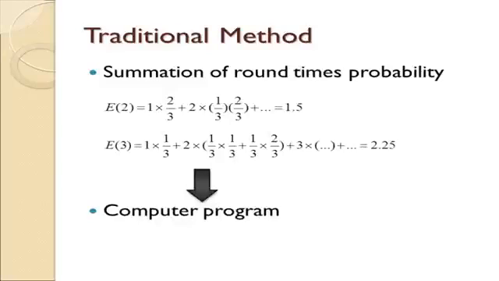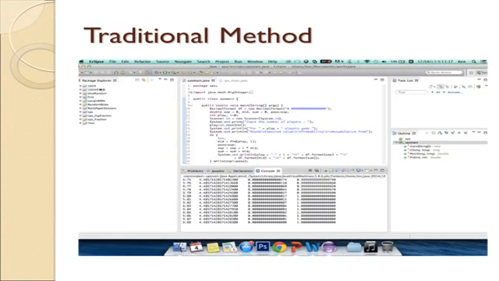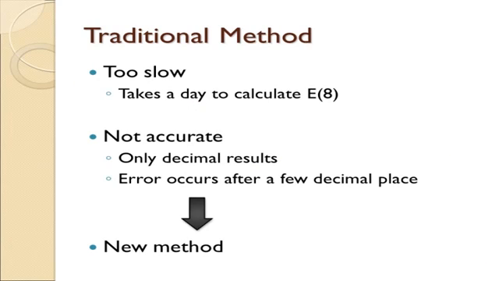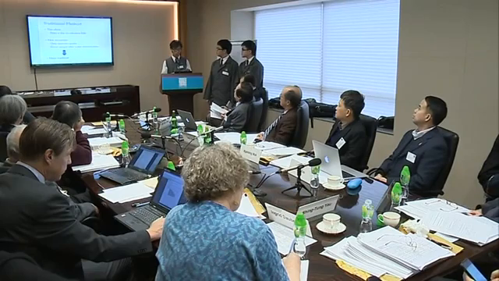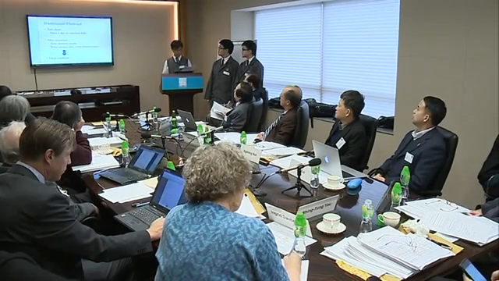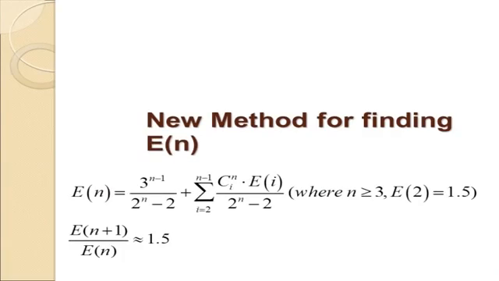Originally, we find En by the summation of each number of rounds times the corresponding probabilities, and use a computer program to execute the results. Unfortunately, the program is too slow and inaccurate. So we switched to use a new method. With this method, En can be easily computed. Below are the findings we got after establishing the new method.